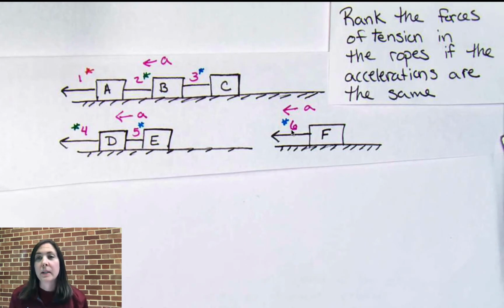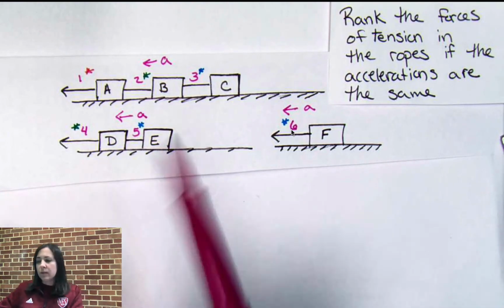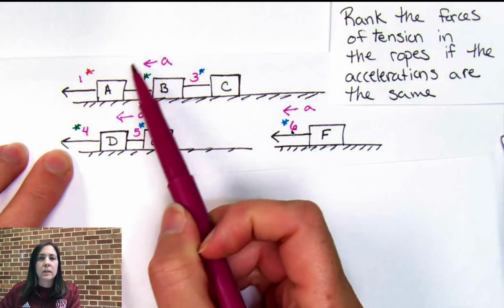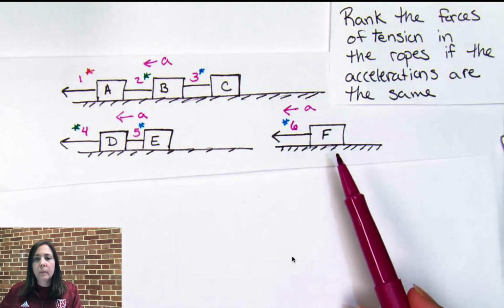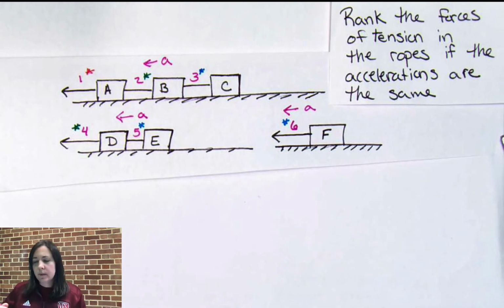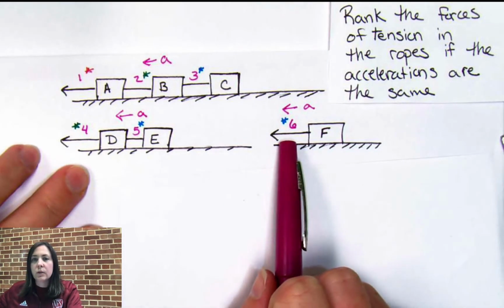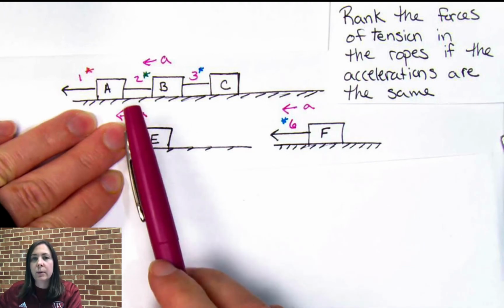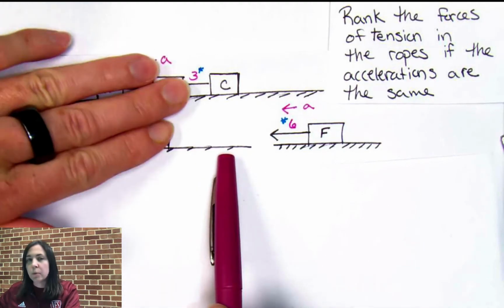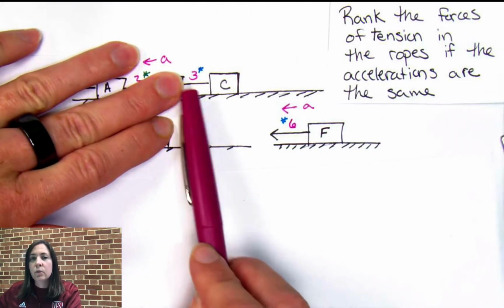The next question involving these boxes is to rank the forces of tension in the ropes if the accelerations are all the same. And so I've made notes on here already that the acceleration of system 1 is the same as the acceleration of system 2, which is the same as the acceleration of system 3. Now, I see that if I were to cover up some of the boxes, some of these boxes and ropes look very similar to others. For example, rope 6 looks pretty much like rope 5. It has the same acceleration and it's only pulling one box, which is the same as rope 3. It has the same acceleration a, and it's only pulling one box.